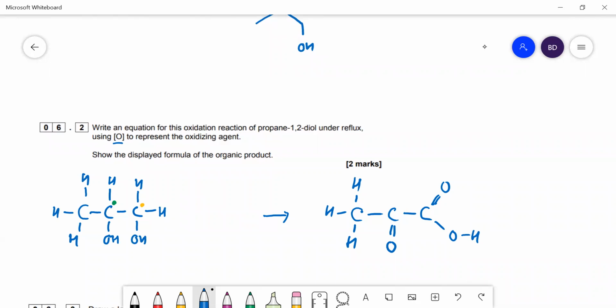So just the first step is to count up the hydrogens on the left. We've got 8 hydrogens on the left. We've only got 4 on the right, so that means we've got to have 2 H2O there. Right, let's count the number of oxygens on the left. Well, we have got 2 oxygens on the left, and on the right we've got 1, 2, 3, 4, 5 oxygens. Okay, so that means we're going to need 3 oxygen atoms there. Okay, that is the equation.